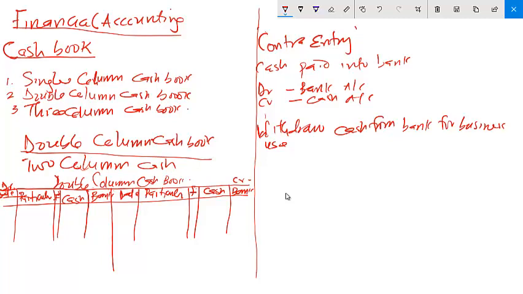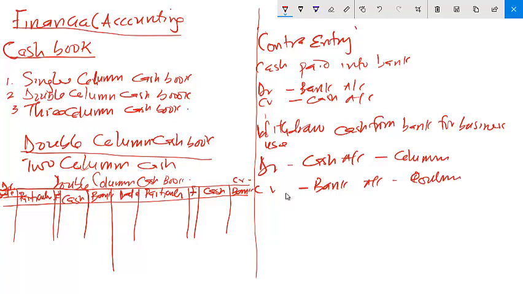And in that case, the money is taken from bank into the cash till. In that sense, the double entry will be in this form. We debit cash account, that is the cash column at the debit side, then we credit bank account, that is the bank column at the credit side. The reason being that the cash is being withdrawn from the bank into the cash till, so meaning that the cash is receiving, then the bank is the giver of the money. So that's why the bank is going to be credited.